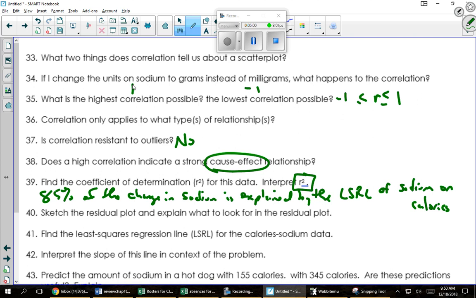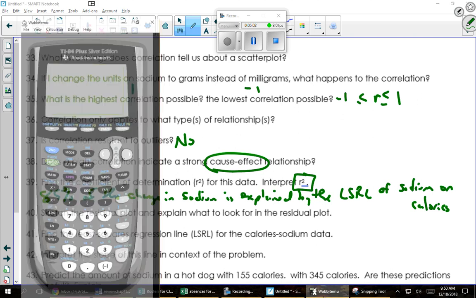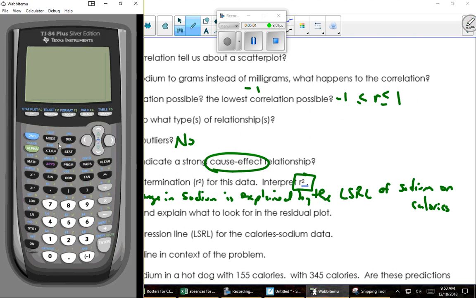Sketch a residual plot and explain what to look for. So I'm going to go back to my calculator and I'm going to make a scatter plot of L1 and resid. So go second list, go down to the bottom, you'll see a resid list. Remember, if you haven't done regression, that list isn't there. And now I zoom 9.